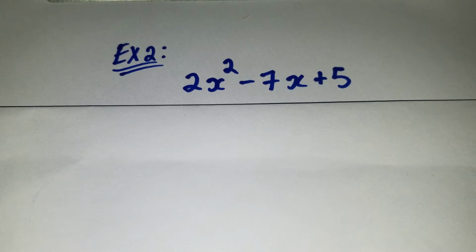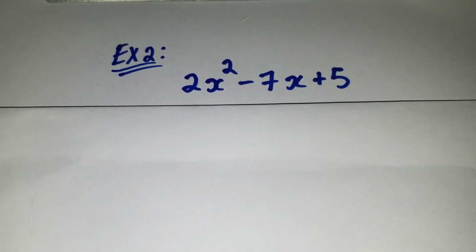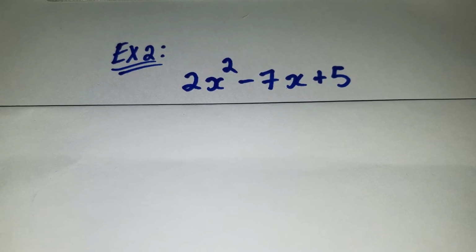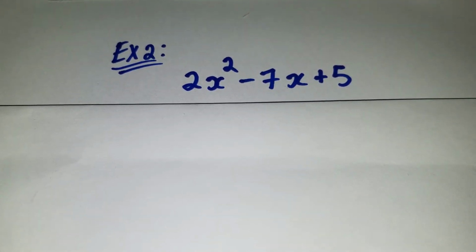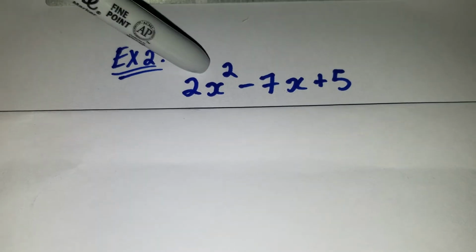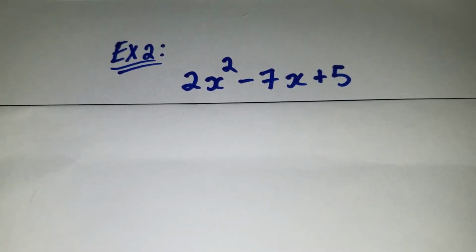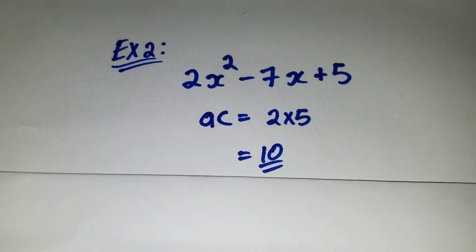In this video we're going to be doing a follow-up to a previous video of how we factorize quadratic expressions. I'll leave the link to that video in the description below. Now in this example we're going to factorize 2x squared minus 7x plus 5. Alright, so let me get some space.